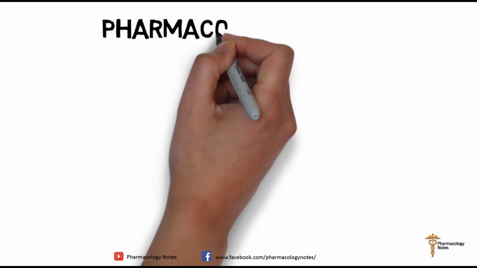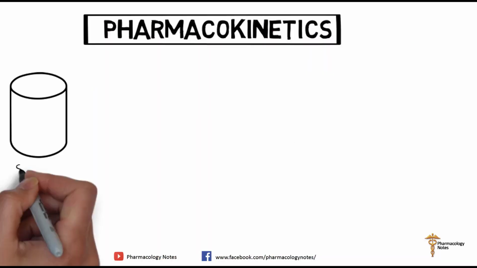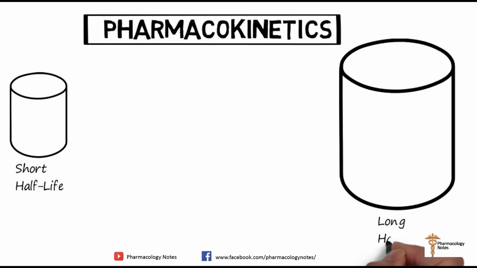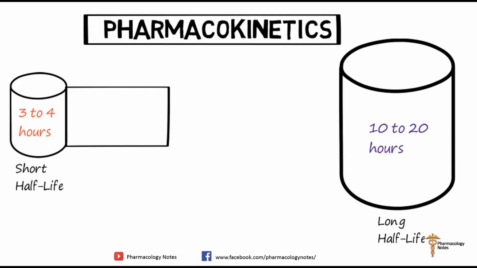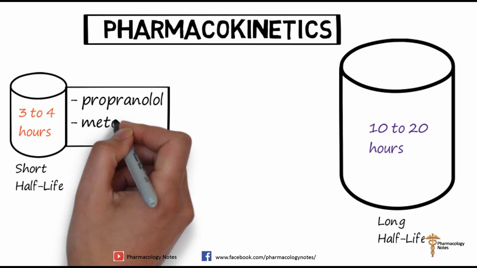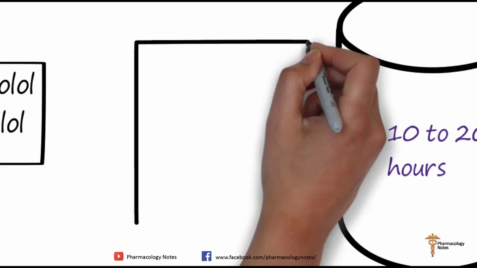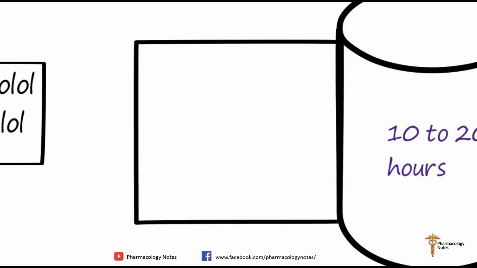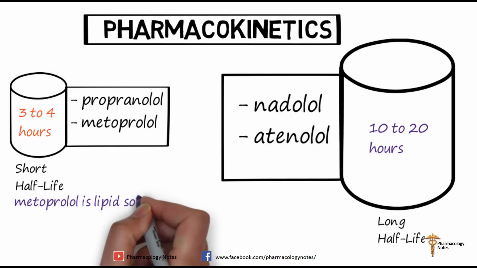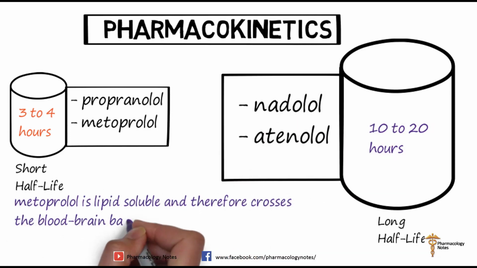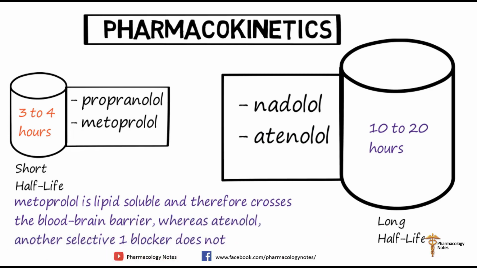Let's discuss pharmacokinetics. Short half-life and long half-life. The short half-life is like 3 to 4 hours and the long half-life is 10 to 20 hours. Examples of short half-life drugs are propranolol and metoprolol, and examples of long half-life drugs are nadolol and atenolol. Metoprolol is a lipid-soluble drug and therefore crosses the blood-brain barrier. Okay. However, atenolol does not.